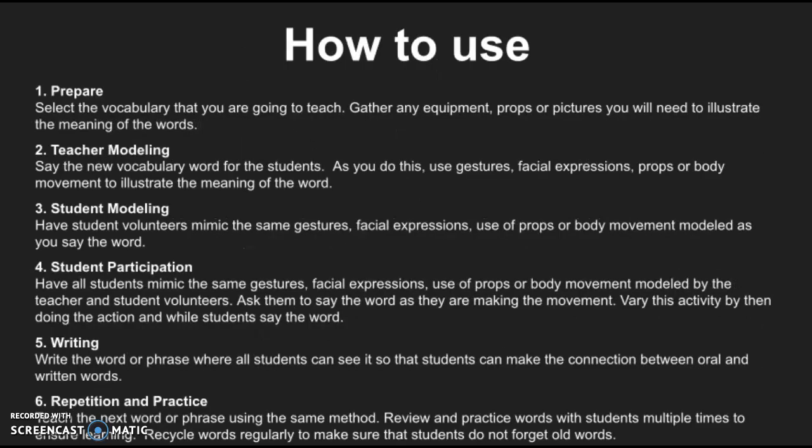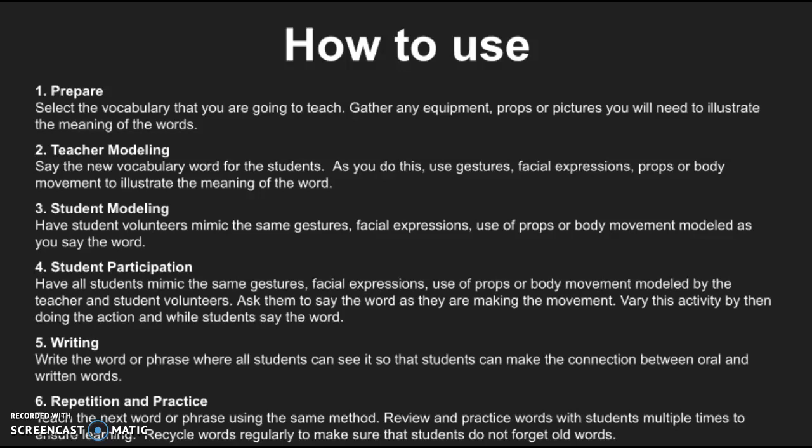Well, how do we use it? First, we select the vocabulary that we're going to teach. We gather any equipment, props, or pictures that we're going to need to illustrate the word so that the English learners have a visual connection. Second, the teacher models. You say the new vocabulary word for the students, and as you do this, you use gestures, facial expressions, props, or movements to illustrate the meaning of the word. Third, the student models. Have a student volunteer mimic the same gestures, facial expressions, use props or body movements as modeled as you say the word.